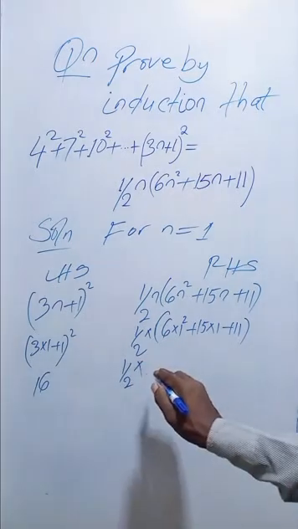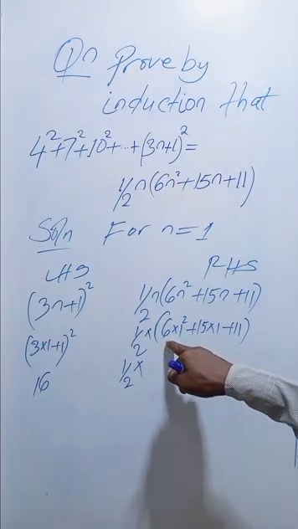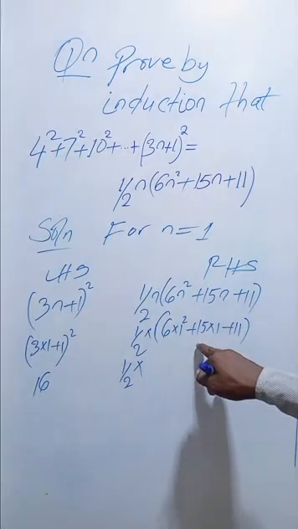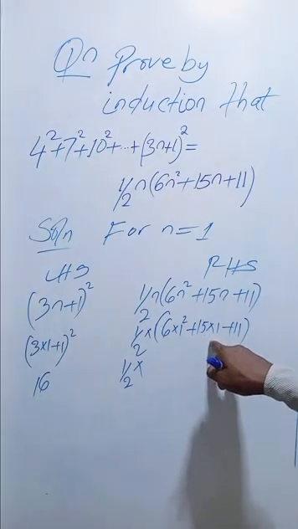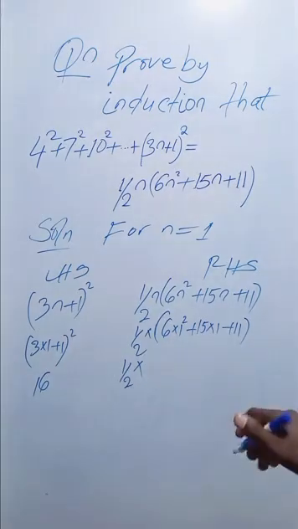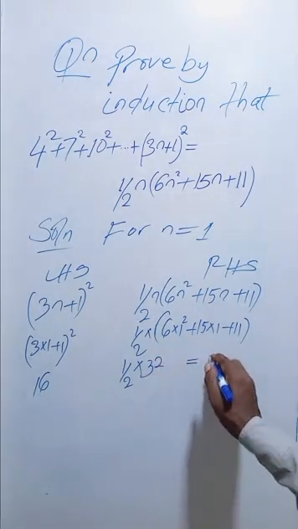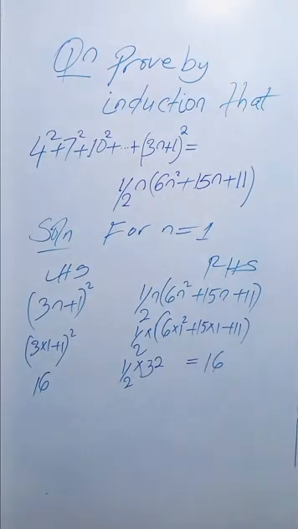times 1, okay, that is 1. Then here, this is 6 plus 15, 21. 21 plus 11, this is 32, which also gives us 16. So as far as the first part of proving is concerned, our statement is true because the left hand side equals the right hand side. So what is next now?